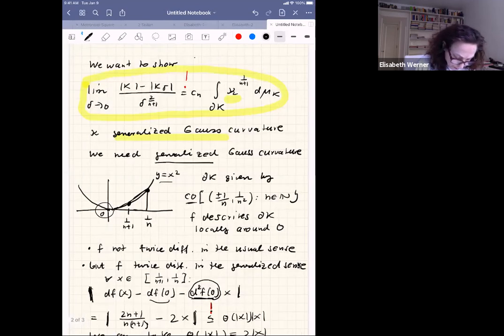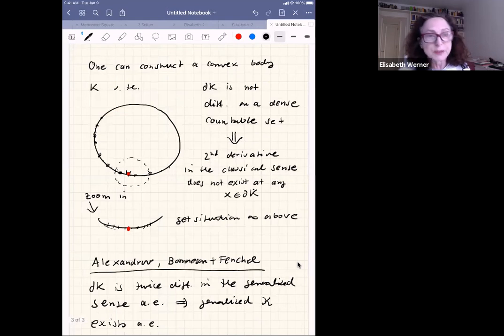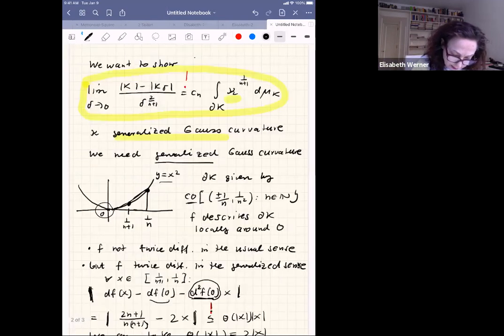So we'll produce such a picture, and we can produce such a picture for every point on the boundary of this body, which has this property. So, to emphasize this again, we need to use this notion of generalized Gauss curvature. Then the right-hand side of what we want to show, that is this theorem here, also makes sense.